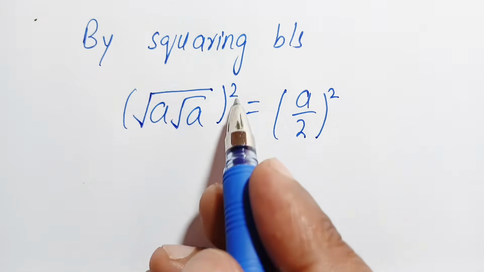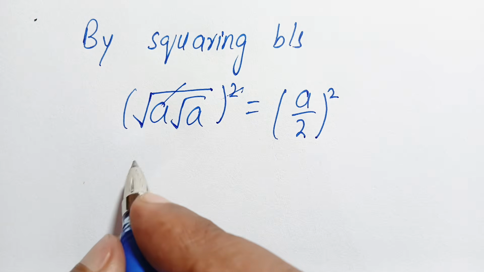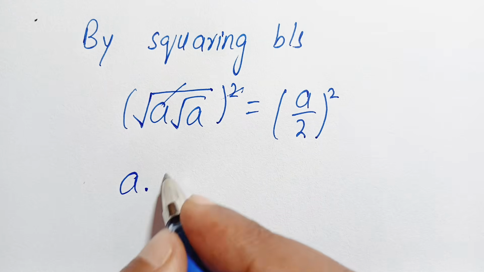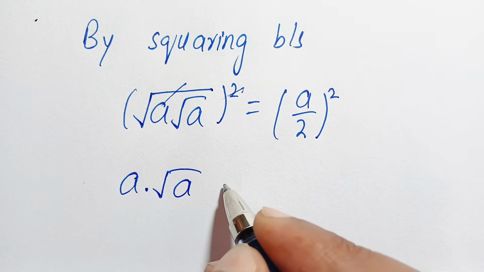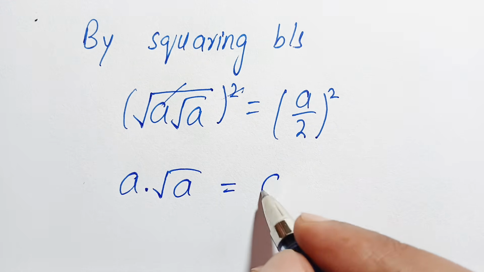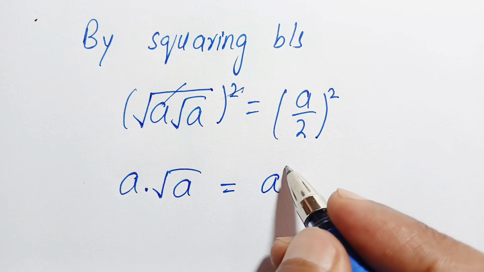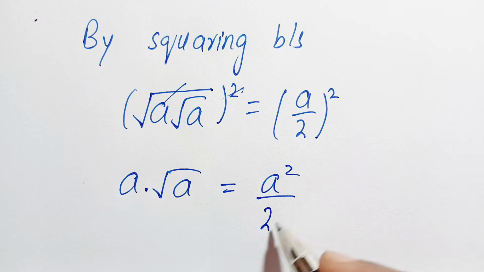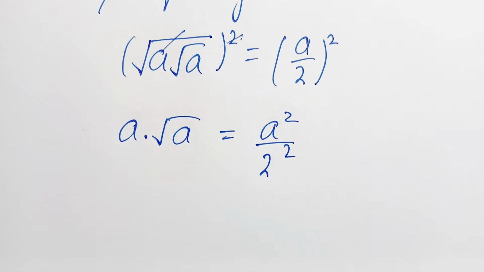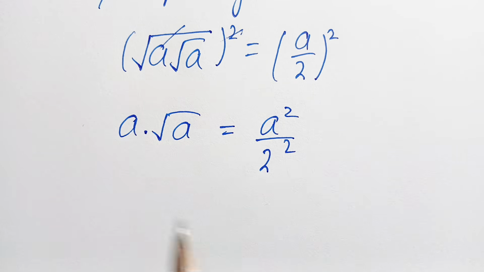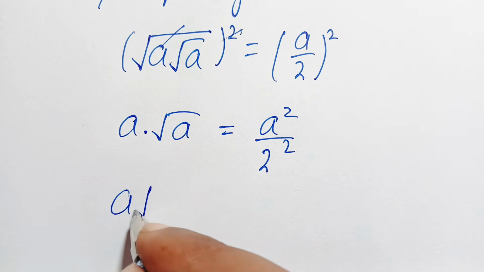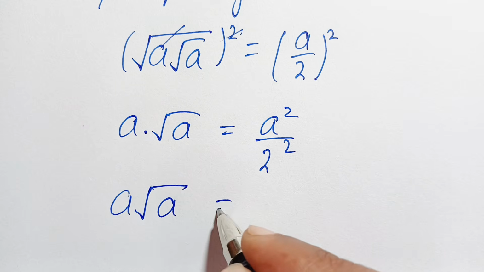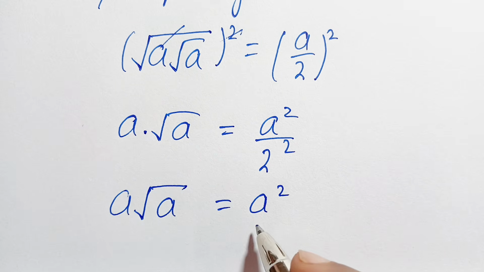Now the square cancels with the square root, so this becomes a times square root a is equal to a square divided by 2 square. Next, this becomes a times square root a is equal to a square by 4.